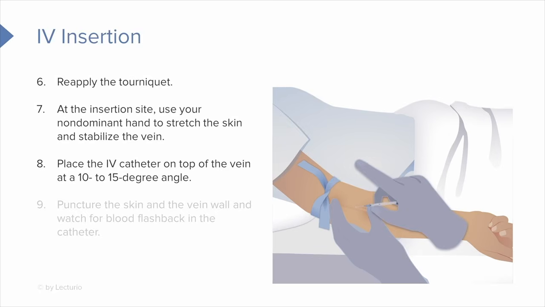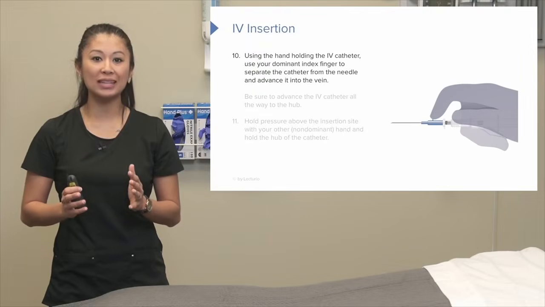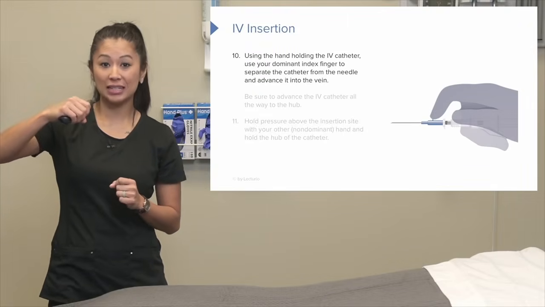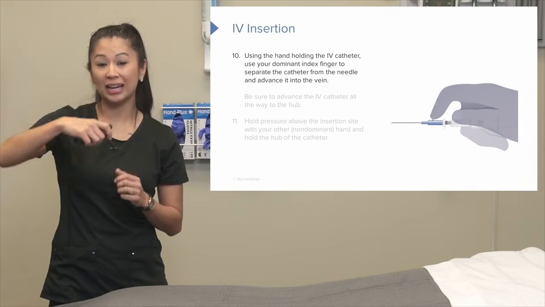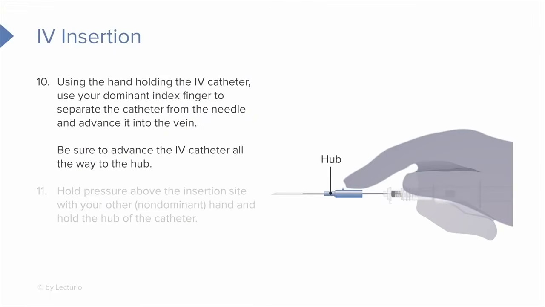Then we're going to place that IV catheter on top of the vein at a 10 to 15 degree angle. So we're going to puncture the skin and vein wall and watch the blood flash back in the catheter itself. Then we're going to use the hand holding the IV catheter, use our dominant index finger to separate the catheter from the needle and advance it into the vein. Now at this piece, we want to make sure we advance the IV catheter all the way to the hub.